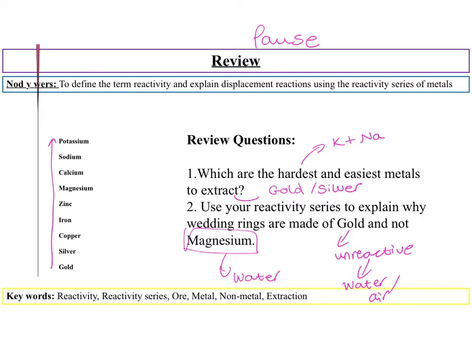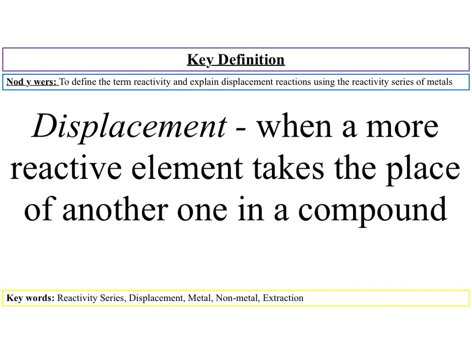So you can't imagine your wedding ring reacting every time you wash your hands. That's why we use gold and silver. And you can get jewellery with copper in it because they're so unreactive. They won't react with the water and the air, making them a useful piece of jewellery.